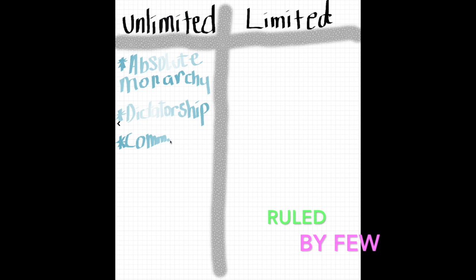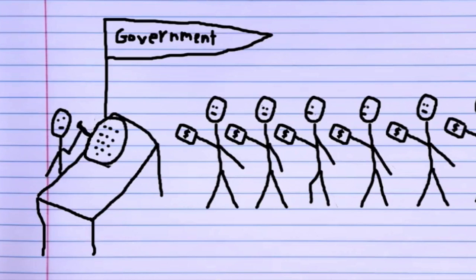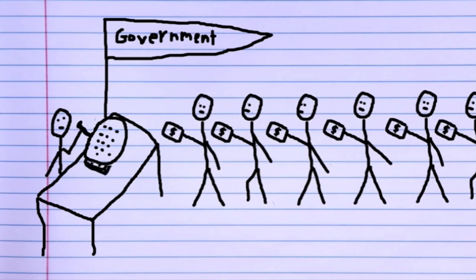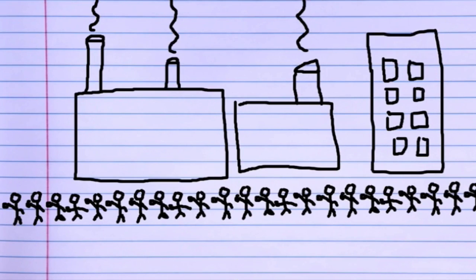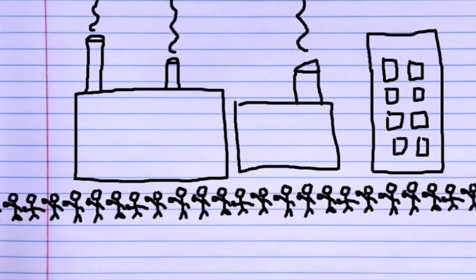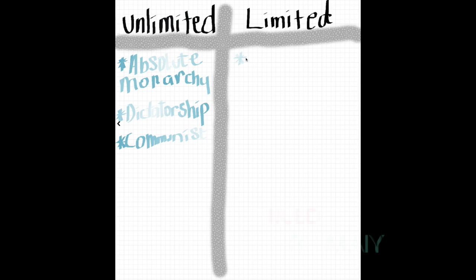The last one we see under unlimited is communism. Communism is where the country or the state owns every single thing. So every building, factory, you name it, they own it. And they basically have total control.